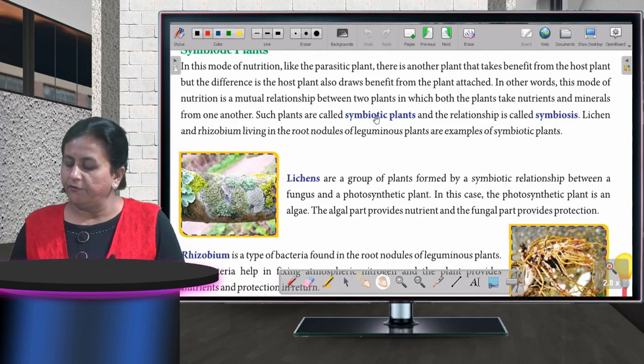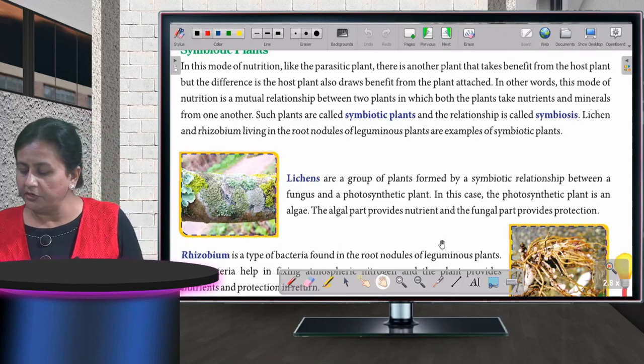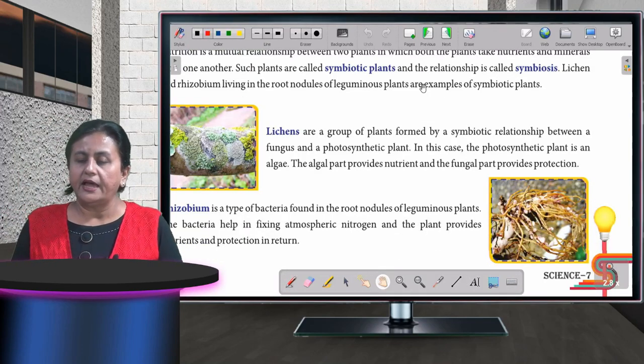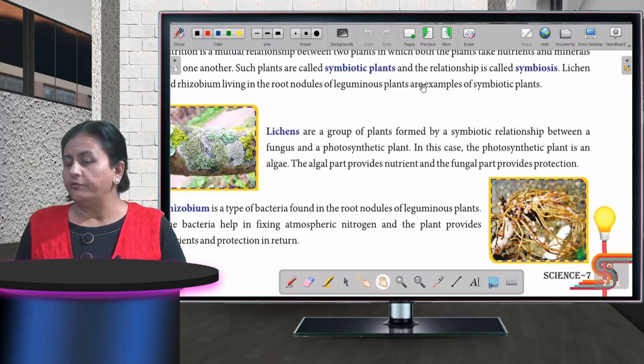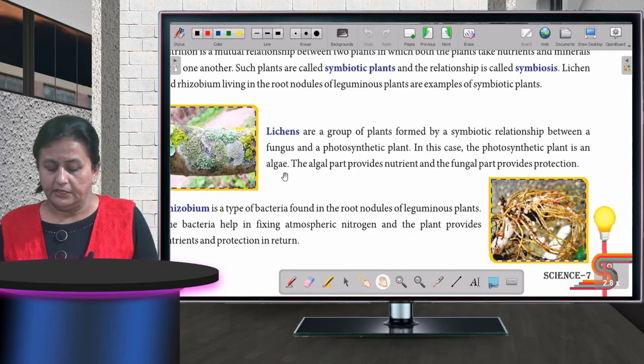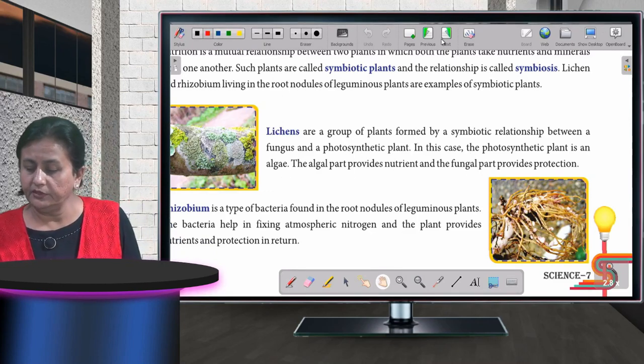Lichens are a group of plants formed by a symbiotic relationship between a fungus and a photosynthetic plant. In this case, the photosynthetic plant is an alga. The algal part provides nutrients and the fungal part provides protection. This is a very beautiful example. Then come to the next one.